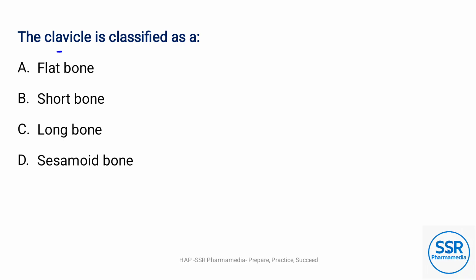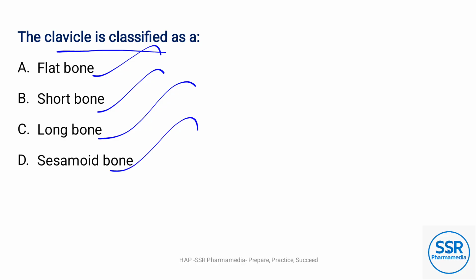Next, the clavicle is classified as: option A, flat bone; option B, short bone; option C, long bone; option D, sesamoid bone. Answer in the comment box.